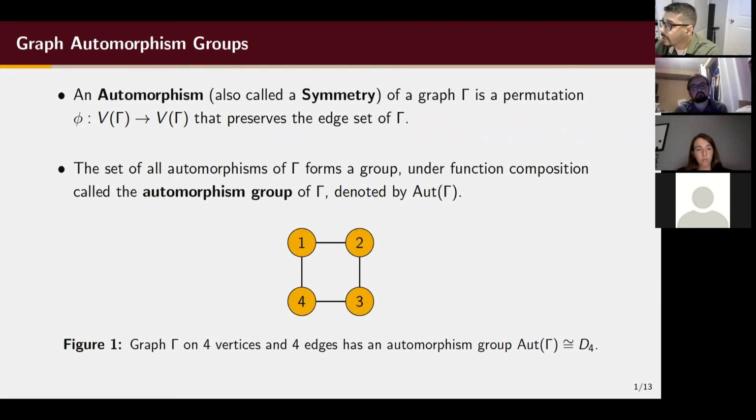The set of all automorphisms of gamma forms a group under function composition called the automorphism group of gamma, denoted by Aut gamma. And here we have the classic example of a graph on 4 vertices and 4 edges that has an automorphism group isomorphic to D4. And so we're going to have a rotation by 90, 180, 270, and 360 degrees, where the rotation by 360 degrees is the same as the rotation by 0 degrees. So that's going to act as the group identity. And then we're also going to have reflections, and paired with any of those rotations, that's going to give us the order of the automorphism group, which is going to be 8.